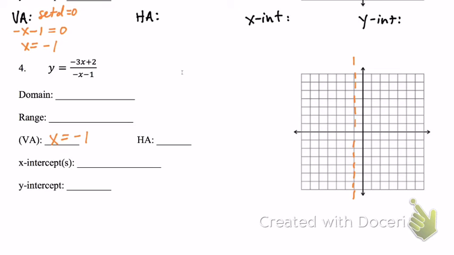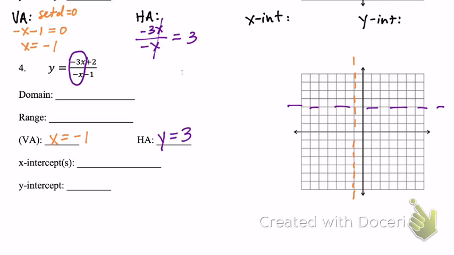And my horizontal asymptote, what is the rule for that one? What do I do? Yeah, if they're the same degree, so I look at the leading coefficients and I have negative 3x over negative x. They're the same degree, so I just look at the numbers in front because the x's will cancel. I have negative 3 over negative 1, which just reduces to a positive 3. So my horizontal asymptote would be at y equals positive 3. So I'm going to put a horizontal dashed line at positive 3.